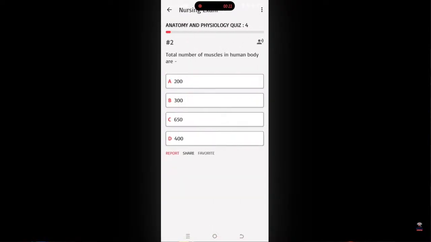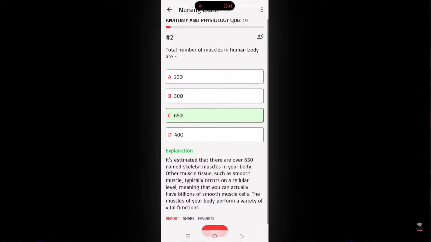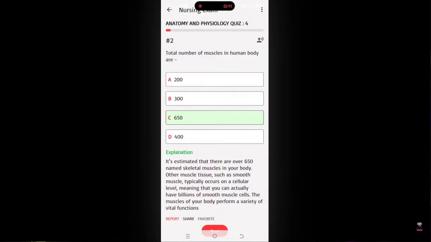Total number of muscles in human body are A. 200, B. 300, C. 650, D. 400. Correct answer. It's estimated that there are over 650 named skeletal muscles in your body. Other muscle tissue, such as smooth muscle, typically occurs on a cellular level, meaning that you can actually have billions of smooth muscle cells. The muscles of your body perform a variety of vital functions.